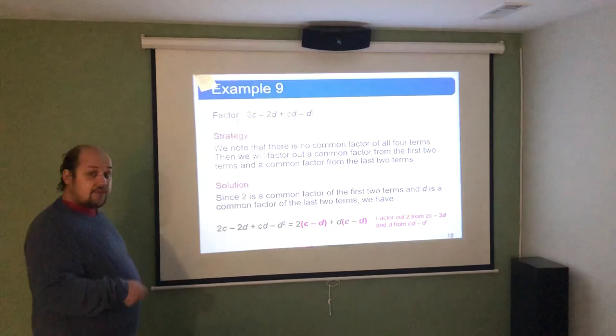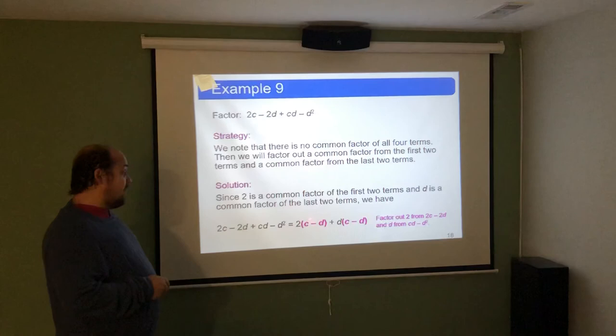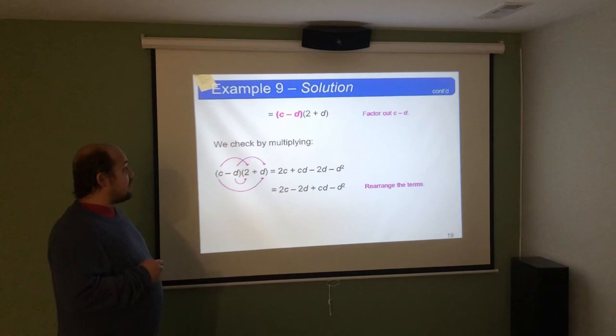Outsides 2 plus d times insides c minus d. Even though insides, the second parentheses, is listed twice, when we write our final answer, we only have to list it once. Because really, if we multiply back out, it would end up distributing just like this. So my final answer is outsides 2 plus d times insides c minus d.